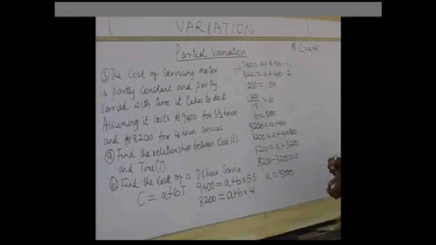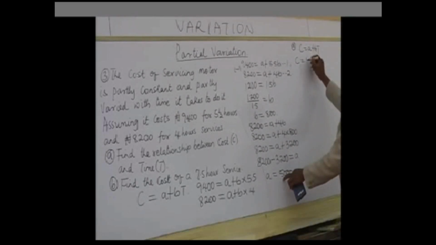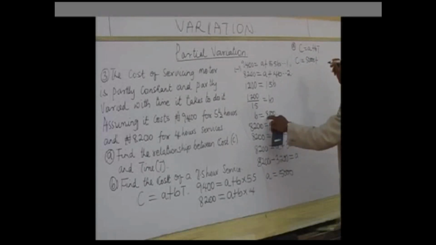That relationship is to substitute the values of B and A in this equation. That's all. So our C is going to be equal to A, which we discovered to be 5,000, plus B, which we discovered to be 800, times T. That is the relationship.